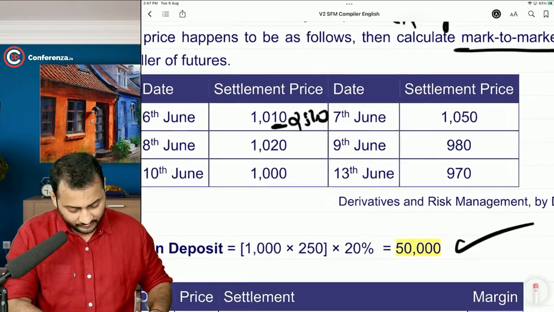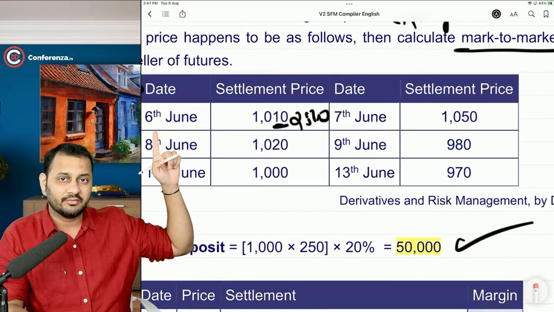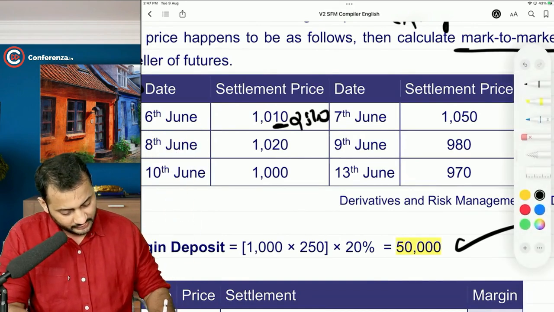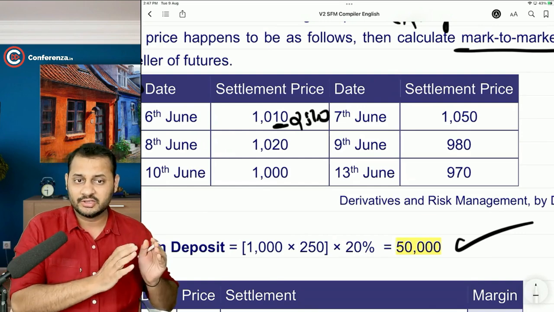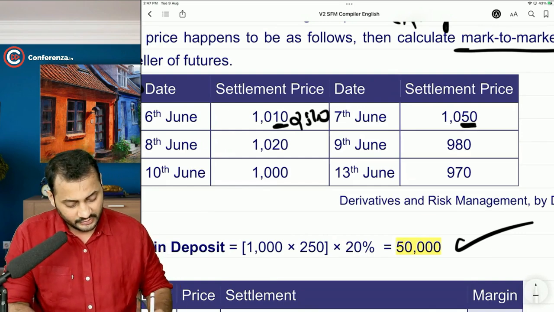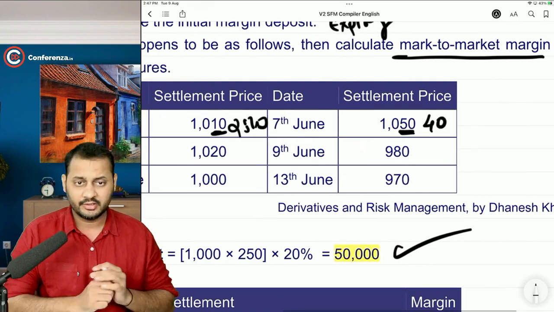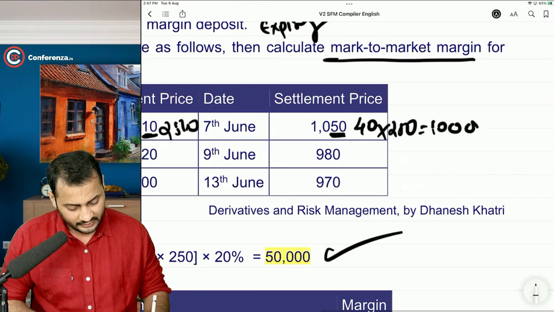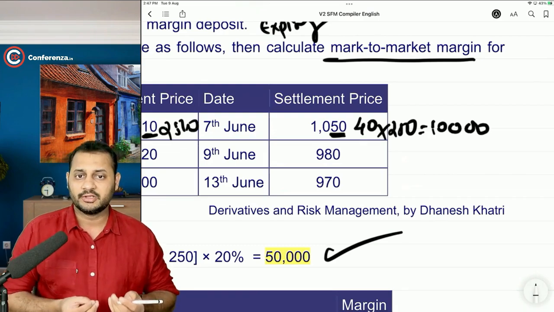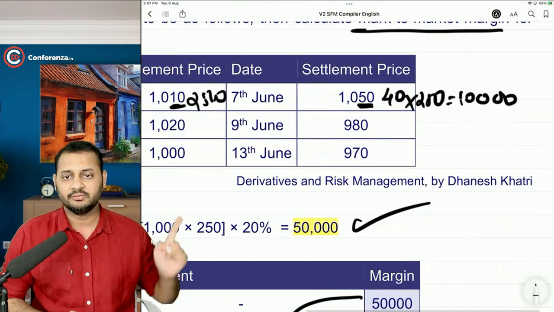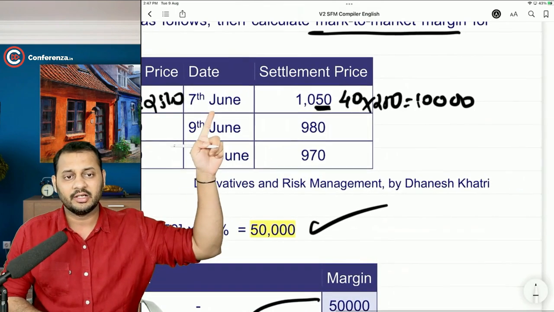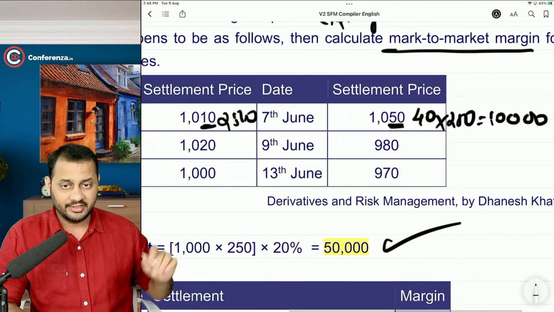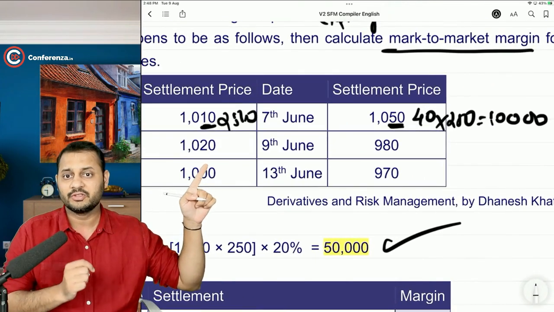Now on the very next day, what is happening? Please understand, the dates are given like this: 6th June and then 7th June on this side. So what will happen on the very next day? From 1010 to 1050, there is a gain of 40 rupees. Can you get it? 40 rupees into 250, that's 10,000 rupees gain, again added in the deposit account. So he started with 50,000, added 2,500, again added 10,000. Now on 8th June, the price has reduced by 30 rupees, from 1050 to 1020.